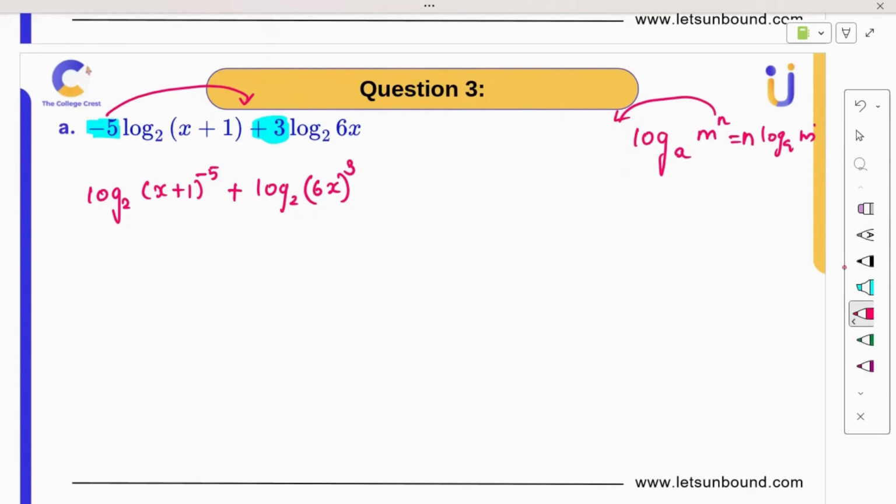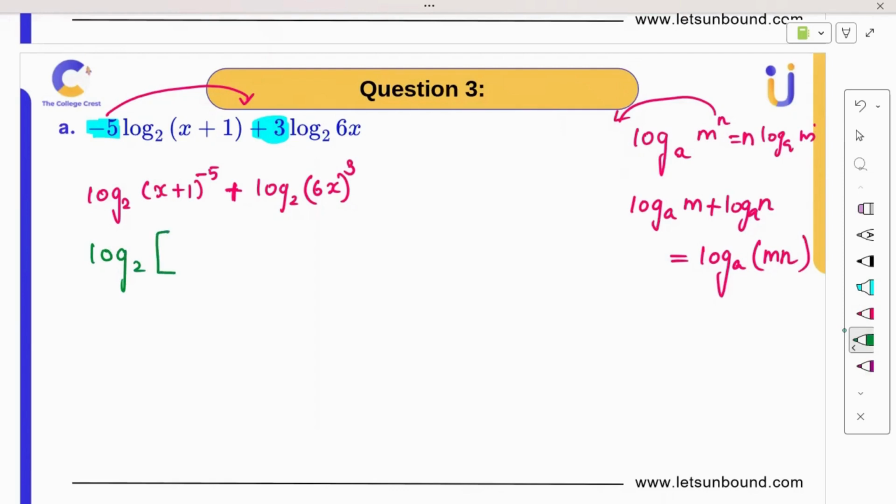Next, this rule. Log of A, I have an input, plus log with the same base, I have another input. How can you condense this? Simplifying means making a single log. So put a single log with the same base, and if they are added, you should multiply m and n. So that's the next. So log base 2, I should multiply x plus 1 whole power negative 5 into 6x the whole cubed. And we can simplify the input of log 2.